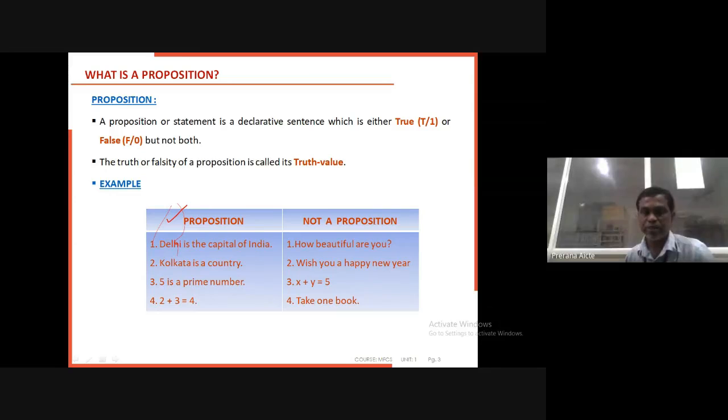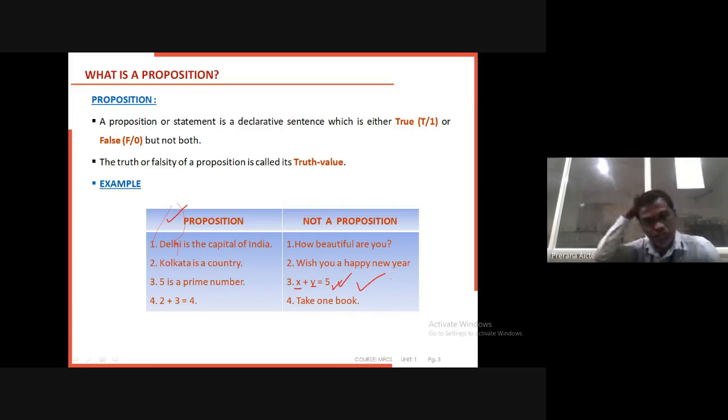Coming to this side, these are the examples that are not propositions. For example, the third statement, x plus y is equal to 5. Here I cannot say that it is always true or always false. Based on the x value and y value, it will become 5. Suppose if I give 2 plus 3, it will be 5. Suppose it is 2 plus 4, it becomes 6. So I cannot say that it is true or false.